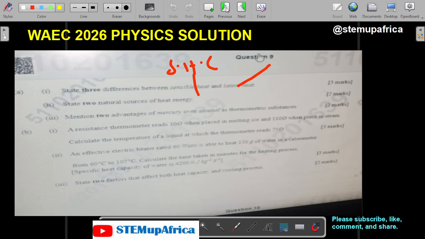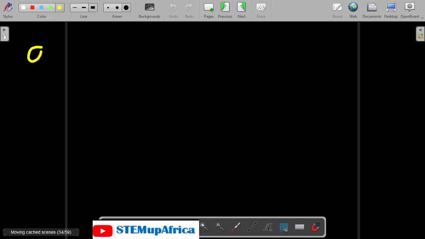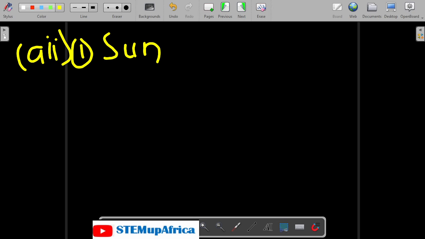So let's see. It says we should state natural sources of heat. So what are the natural sources of heat? That is Roman figure 2. You have the sun. The sun is a natural source of heat.